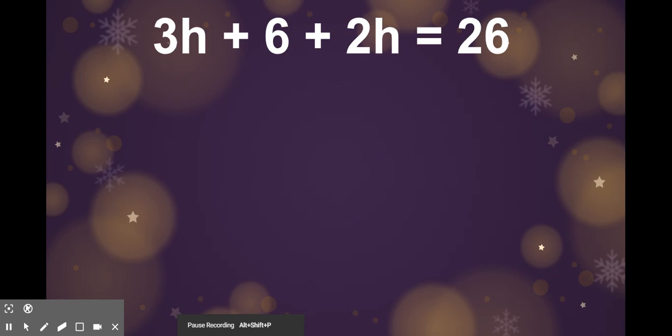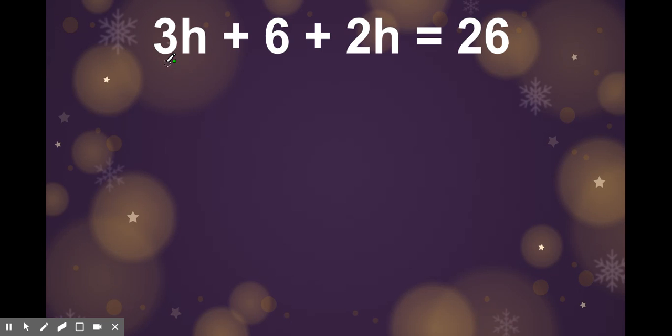All right, so now we have 3h plus 6 plus 2h equals 26. When it comes to solving multi-step algebraic equations, we always want to make sure that both sides are simplified. So if I look to my right side, I have this 26. All I have is this constant. There's nothing to combine it with, so I know that side is simplified.